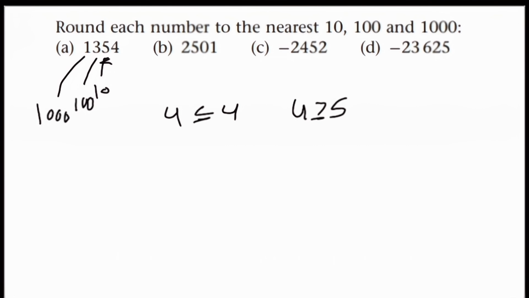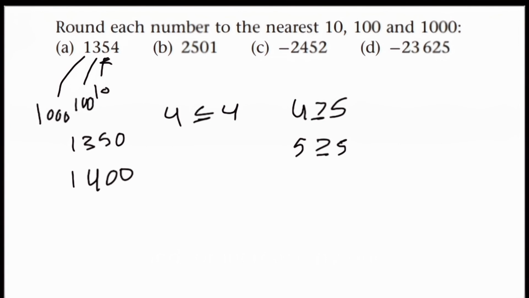So 4 is less than or equal to 4, so it is 1350 to the nearest 10. Now the number to the nearest 100. What is in the 100 place? 3. What is the number before it? 5. In which category? 5 is less than or equal to 4, or 5 is more than or equal to 5. So it will be 1400. We put 0 in place of 5 and increase by 1.